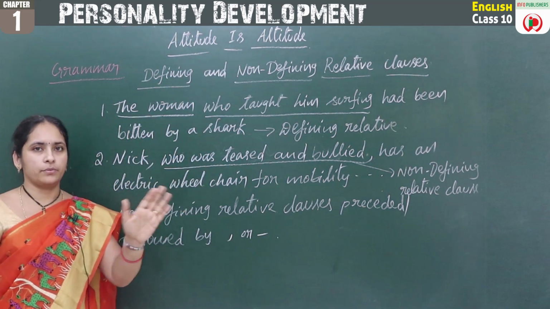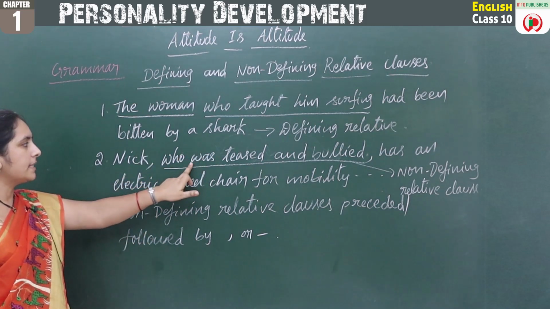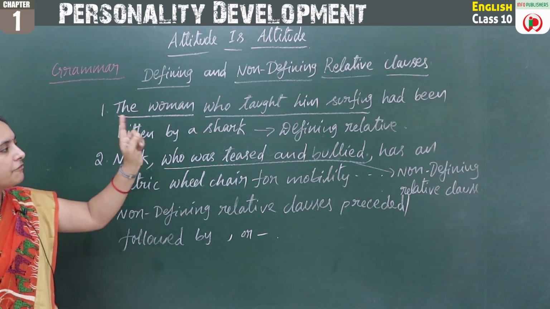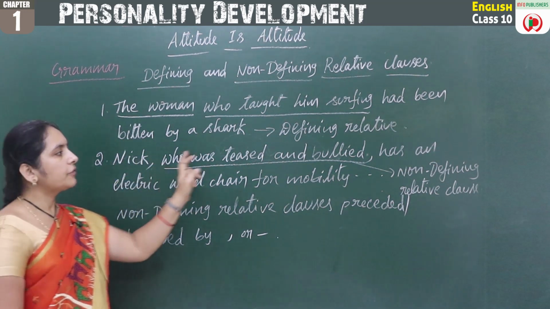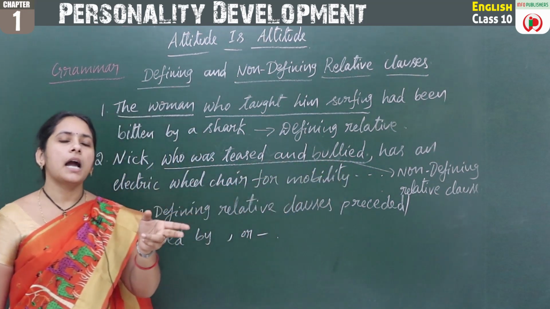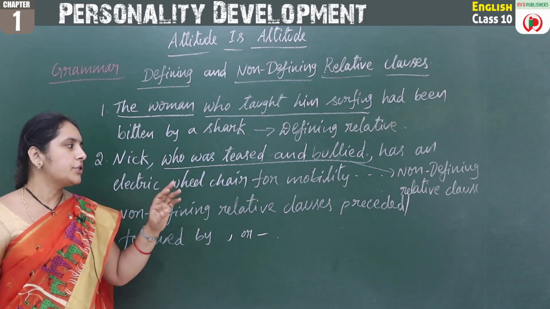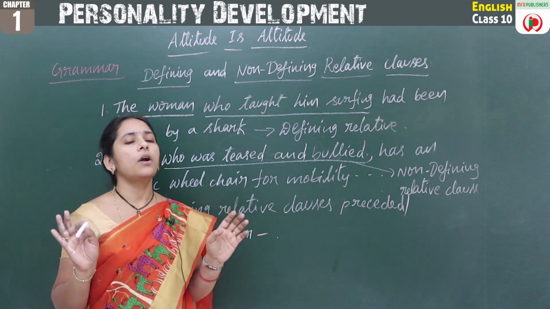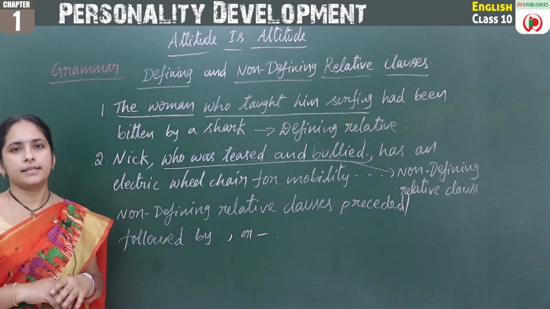Preceded means before. So before this clause we have a comma. Preceded means before, and followed means later. So after this also we have a comma, either a comma or a hyphen if we get it. Generally those are giving information but not defining. That's why those are called non-defining relative clauses.